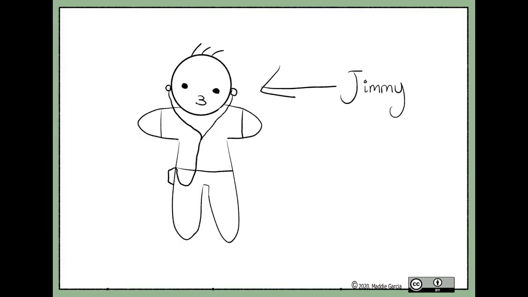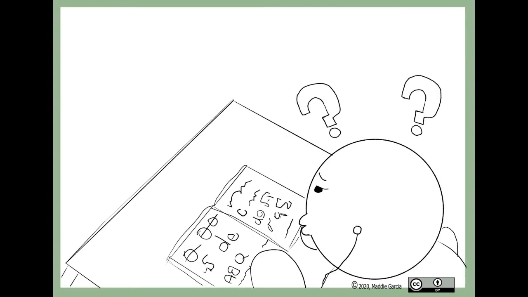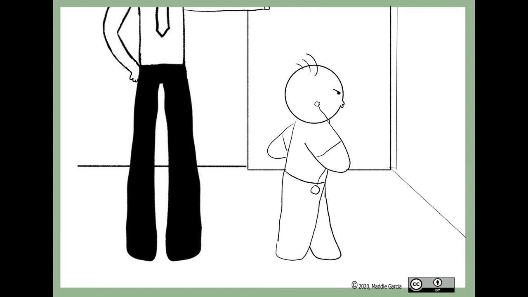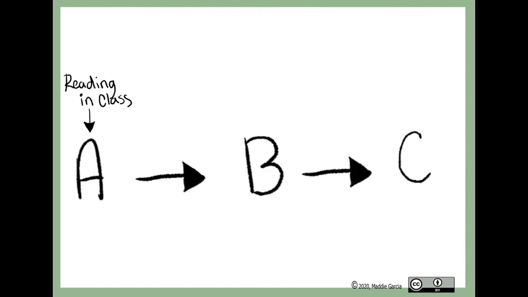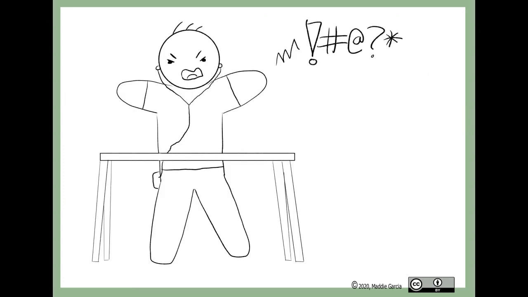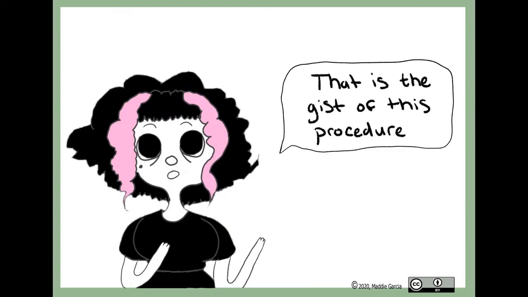So, let's go back to Jimmy for a sec. Imagine that the reason he is disruptive in class is because he doesn't know how to read. Therefore, he tries to escape the classroom setting to get away from reading because the teacher sends Jimmy into the hallway when he disrupts class. So, to break it down, disrupting class, the behavior, is reinforced by the teacher removing the student from the classroom. Now imagine taking that reinforcement away. So the student disrupts the class, but instead of taking the student outside, the teacher makes the student stay in class. That is the gist of this procedure.